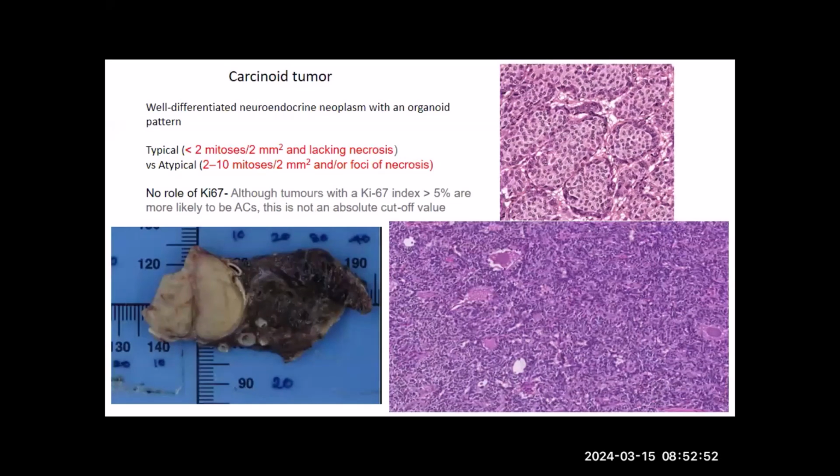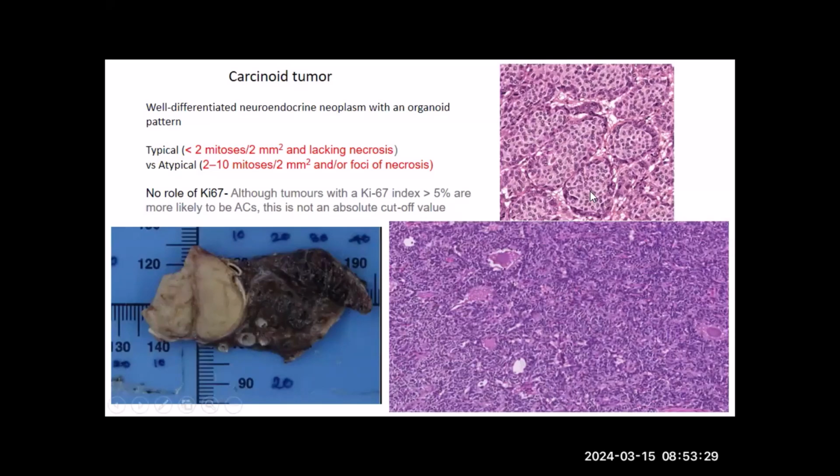In the lung, the well-differentiated tumors are called carcinoid. Carcinoid can be typical and atypical. Typical and atypical are characterized based on the presence of mitosis and necrosis. If there are less than 2 mitoses per 2 millimeter square and no necrosis, it is characterized as a typical carcinoid. More than 2 to 10 mitoses and some necrosis is characterized as atypical carcinoid. And it is also characterized by a very distinct organoid morphology.